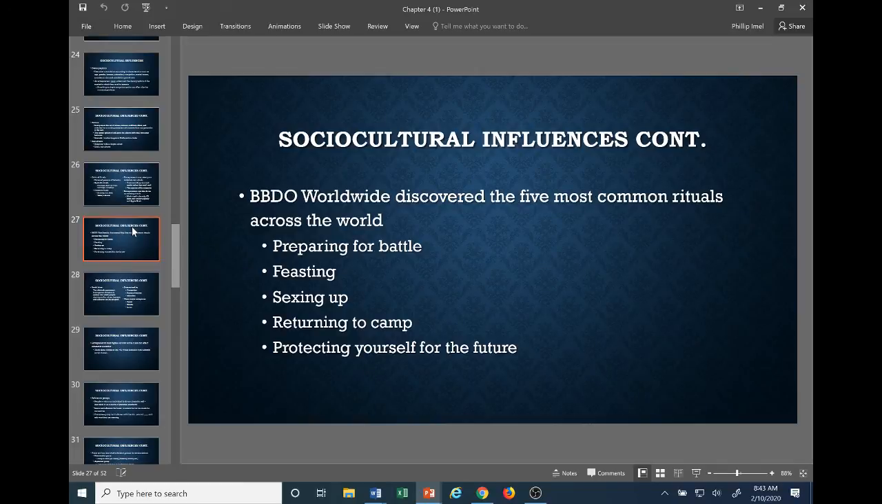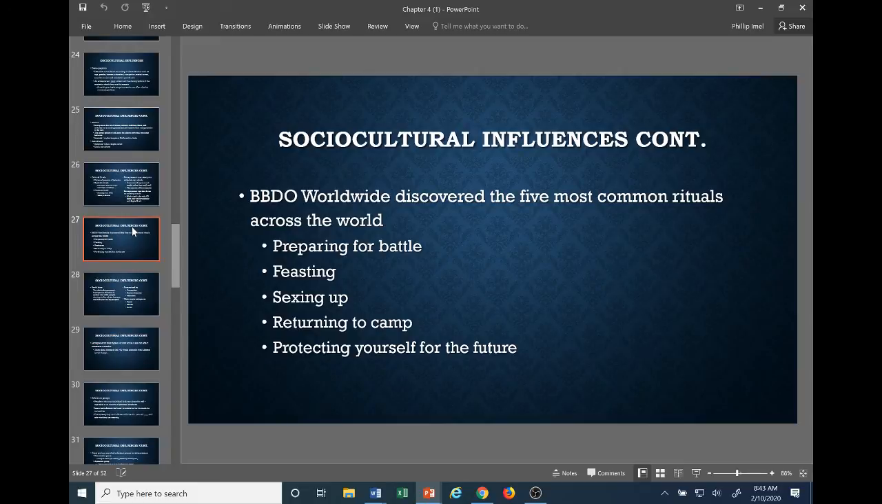Feasting, obviously, is eating lunch, dinner, breakfast, whatever meal it is. It's people coming together, sharing and eating. Sexing up, I think we all know what sexing up is. That's pretty common around the world. Returning to camp is when you come back home from work. At the end of your day, most people will come home, kick the shoes off, maybe throw on some pajamas, and relax.